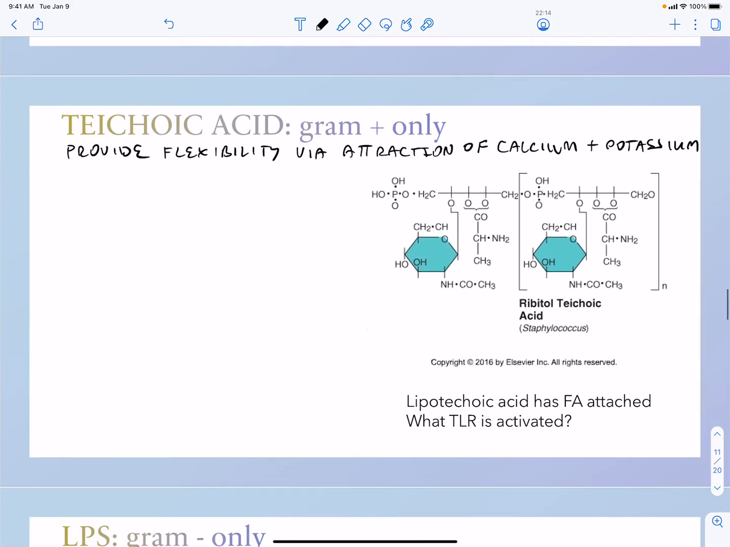Okay, so moving on to gram-positive only. Gram-positives have teichoic acid and lipoteichoic acid. This is what toll-like receptor 2 can target. And so teichoic acid has the ability to provide flexibility. It is going to attract compounds such as calcium and potassium and allow the bacteria to have flexibility. So again, this is TLR2.